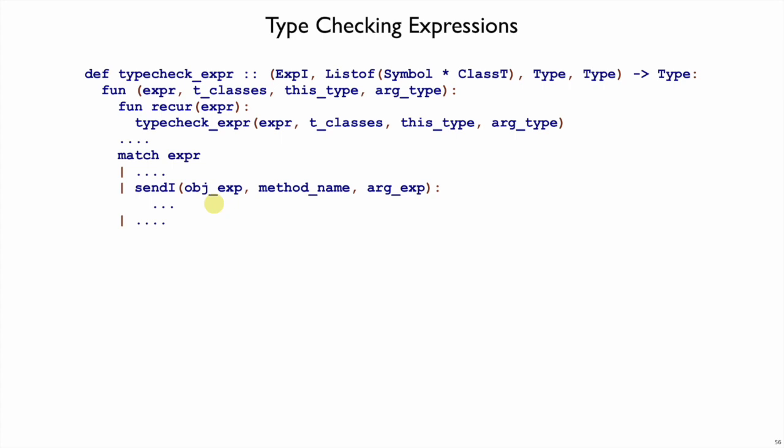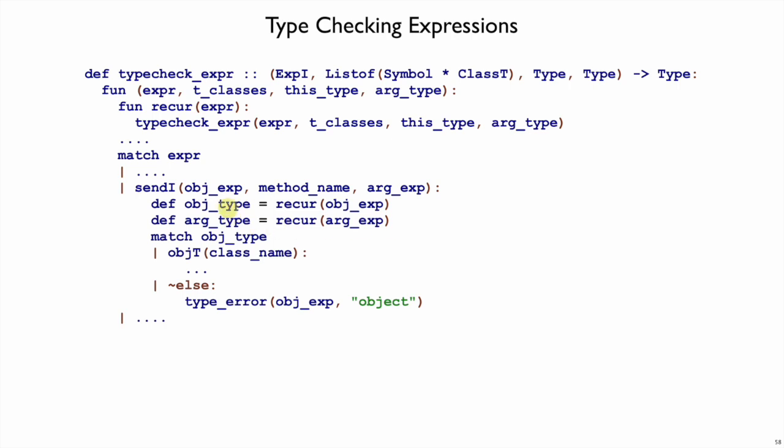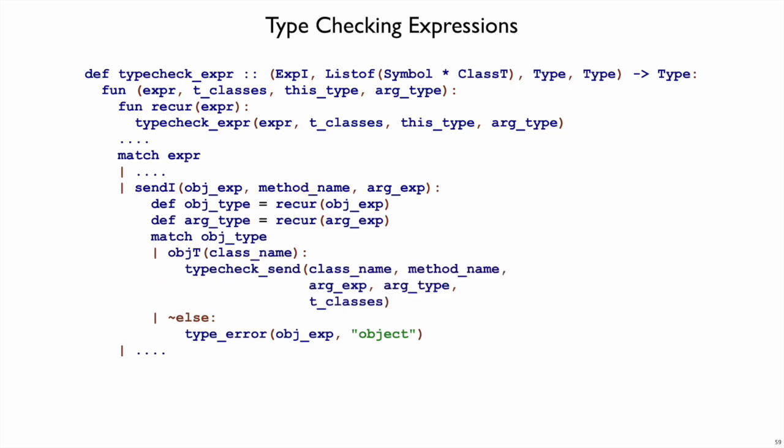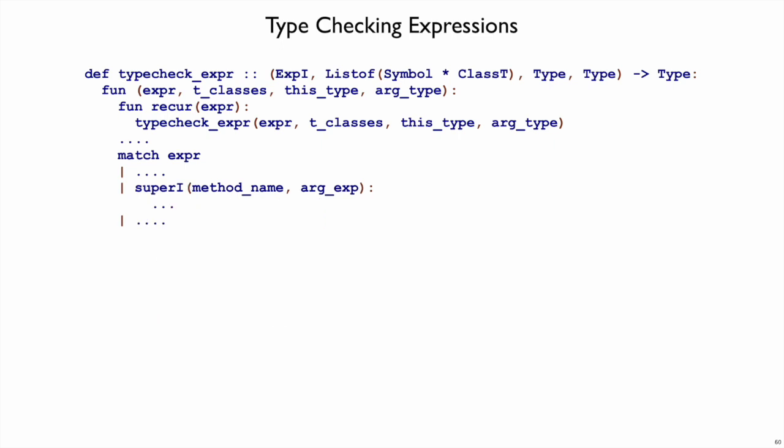What if we call a method? We've got an expression and the method name and the argument for that method call. The object expression and argument are both expressions, so we recur to type check those. Then we need to make sure that to the left of the dot really is an object, and then we have a class name. We can look in this class for that method. Again, taking into account superclasses and so on, but we'll defer that work to typecheck send. So typecheck send is going to handle method calls in general, where we tell it the class and the method name, the argument expression, the type of that expression, and the list of classes. And the reason we put this in typecheck send is, well, it's the same for a super. We need to do much of the same work.